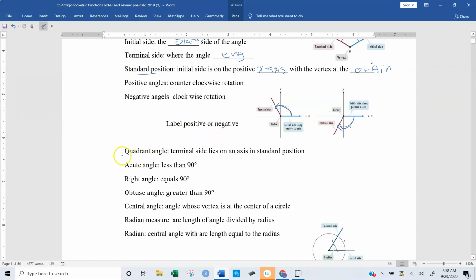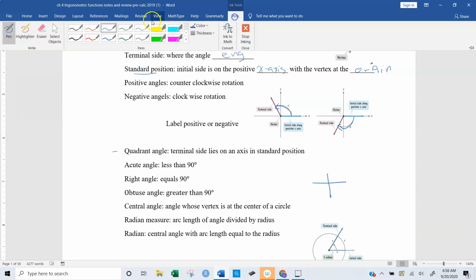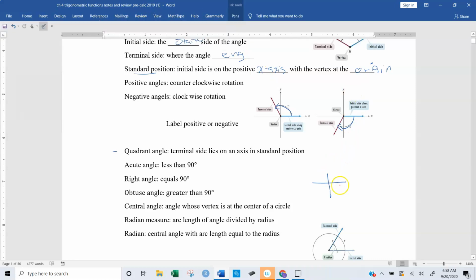Here we go. A quadrant angle just means it lies on the x or y axis. So when you have a quadrant angle, if this is x or y, let's get a different color here. It would start here on the x-axis like normal, but then it may end up here. So like a 90 is a quadrant angle, a 180 is a quadrant angle, and so is a 270 or a 0 or 360. Right angles always equal 90, acute or less than 90, obtuse or greater than 90. Old words, just making sure we remember.